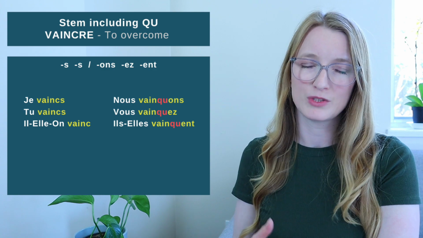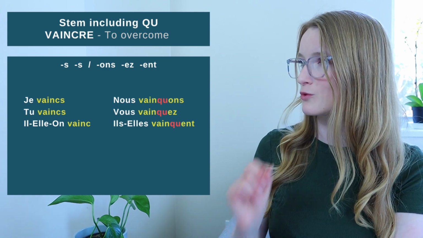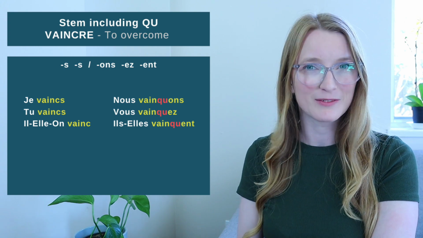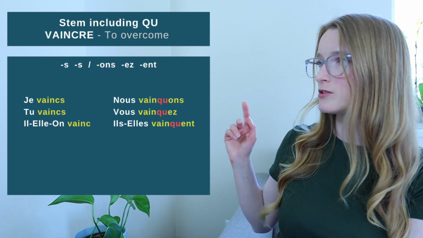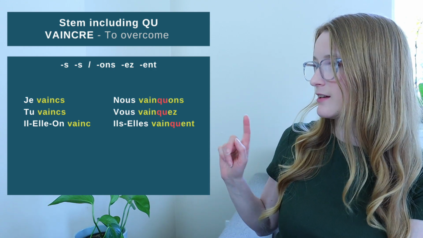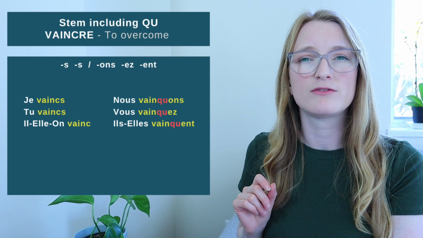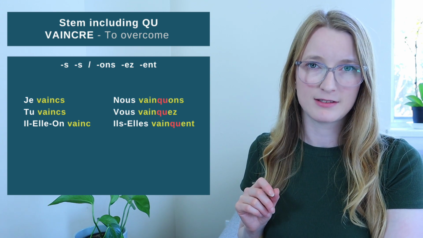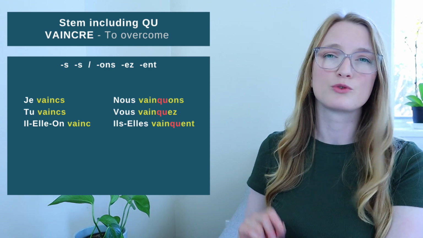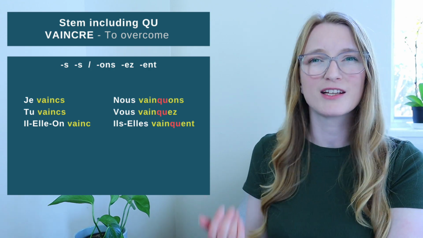Nous vainquons, here we have the k sound. Nous vainquons, vous vainquez, ils vainquent. So usually we will change only nous and vous. It's just that here, if we add a C and then ENT, it will be vince. So to keep the k sound, vaincre, we add QU, even with ils and elles.